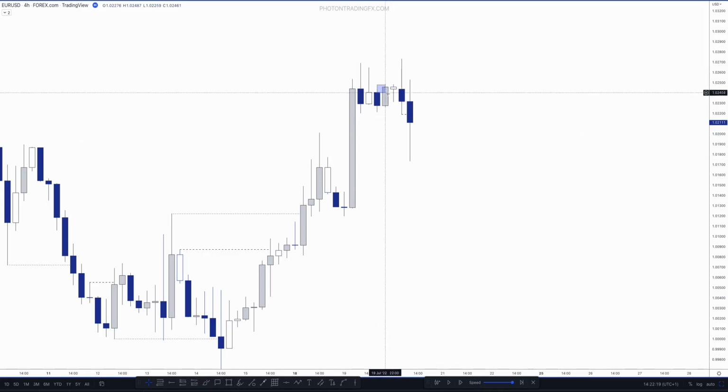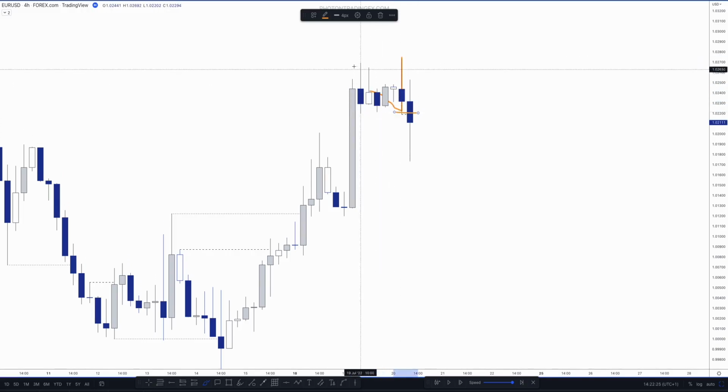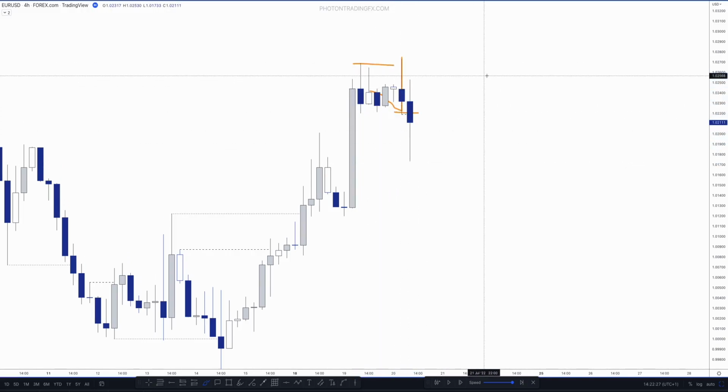It's because price pulled back like this, then it took the high, so that then becomes a low at that point, right? Once we break the high, and then we come down, okay?